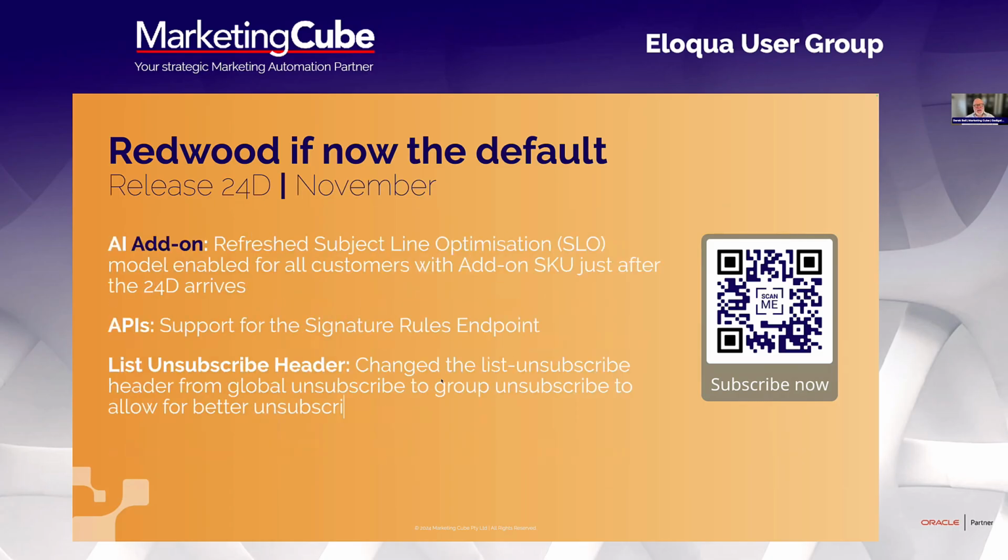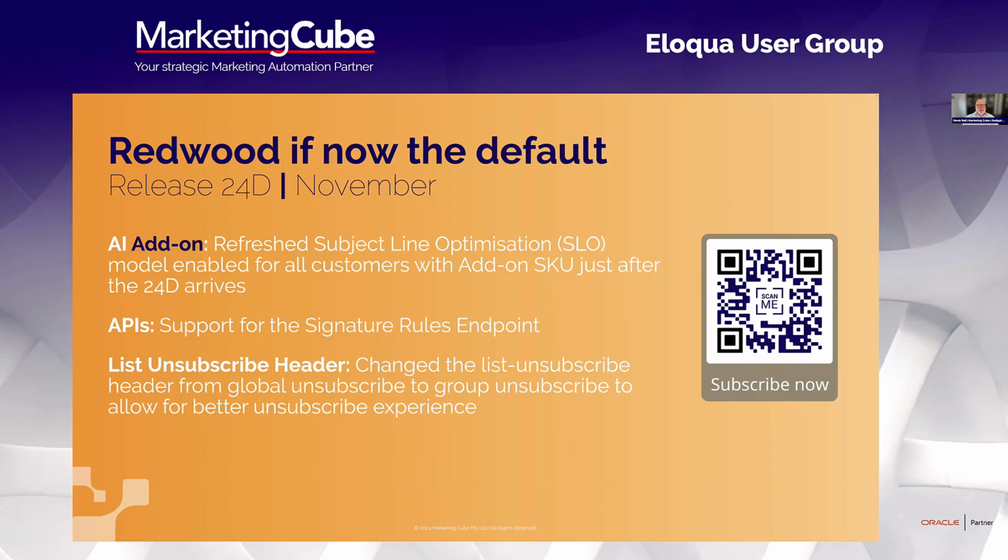If you've got the Oracle Artificial Intelligence, Advanced Intelligence add-on, there have been changes to the subject line optimization as well, and that will arrive soon after 24D, or just after. They've said that's not a date, but just after. So just be patient for that one.